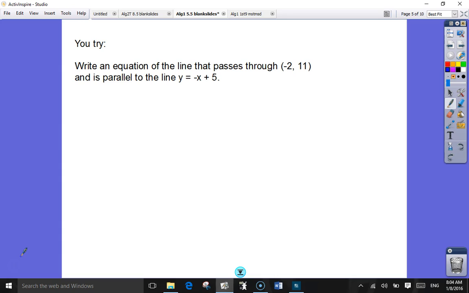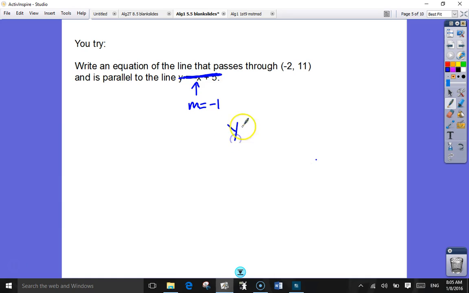So what is the slope of the line you're trying to write an equation for? -1. It's the same as that line, right? Remember, once you've pulled that out, you don't need this line anymore. That's not anything to do with what we're being asked to do. Get rid of it. Find the equation of a line that goes through (-2, 11) and has a slope of -1. So I'm going to do it with point slope just to be different.